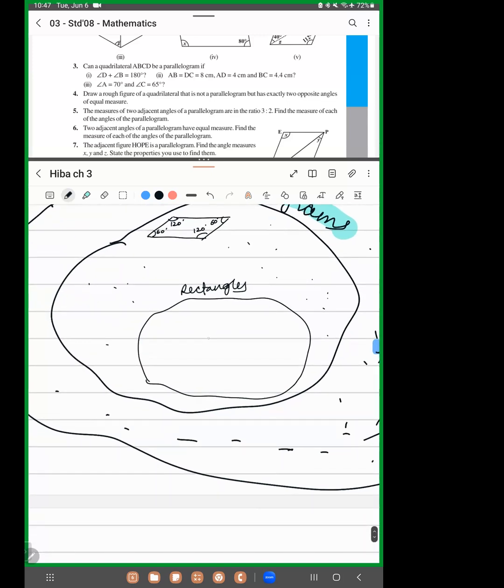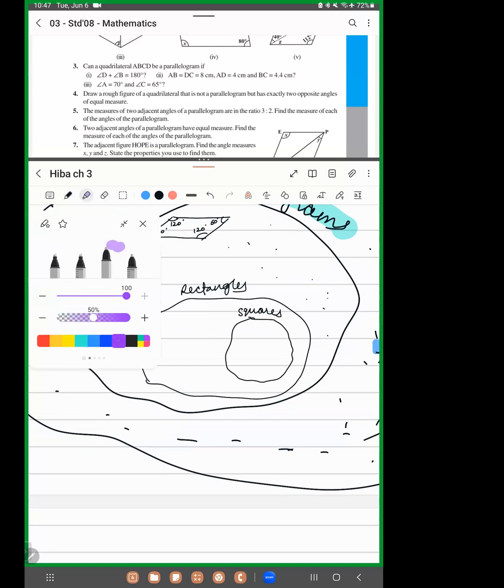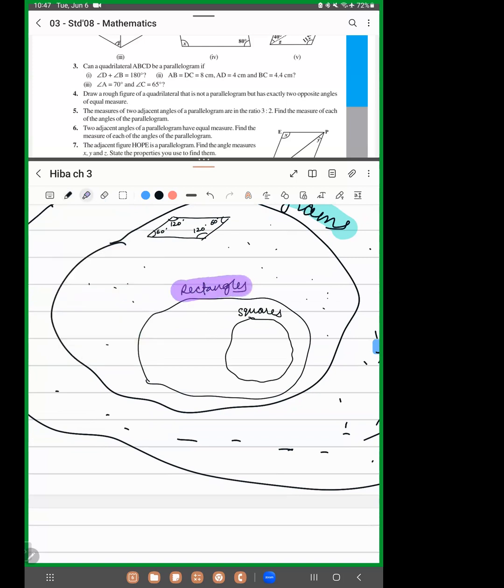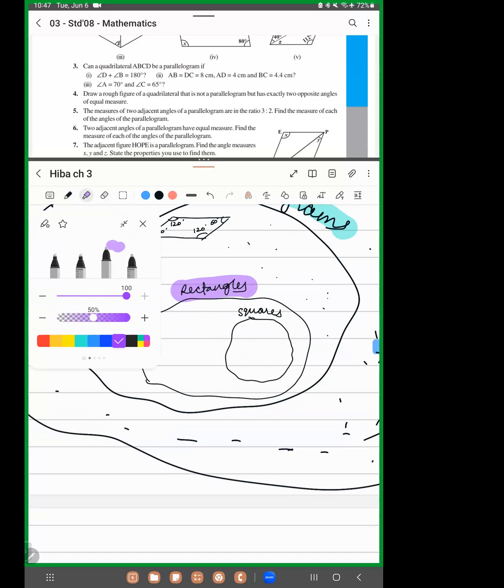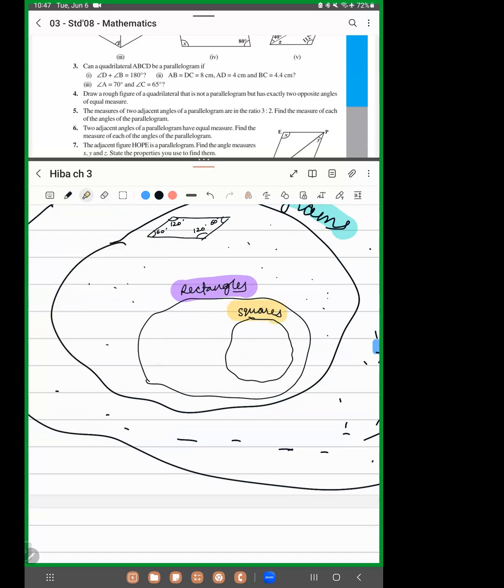Now, there are some rectangles which are very specific rectangles, a very special type of rectangles. You know what they are called? They are called squares. Now you think, what is happening here? There are some very special types of rectangles which are called squares. Squares and rectangles are not very different things.